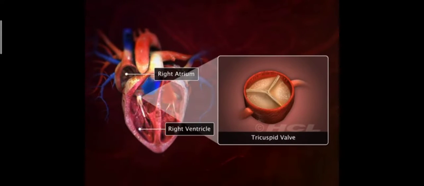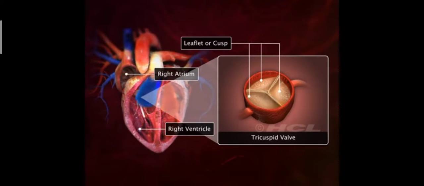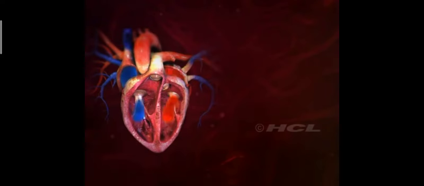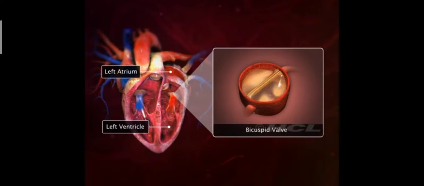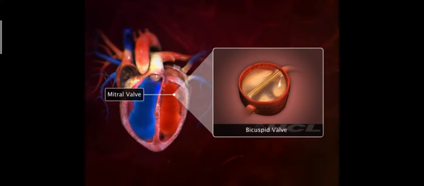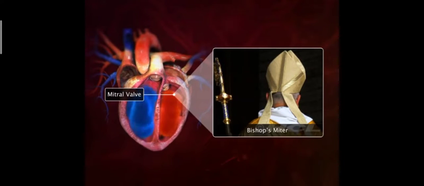As the name suggests, it has three leaflets or cusps. On the other side, the left atrium and ventricle are connected through a bicuspid valve. The bicuspid valve is also called the mitral valve because of its resemblance to a bishop's two-sided mitre or hat.